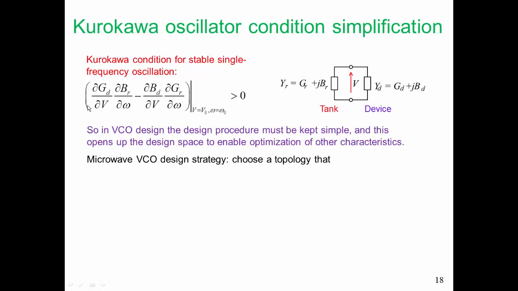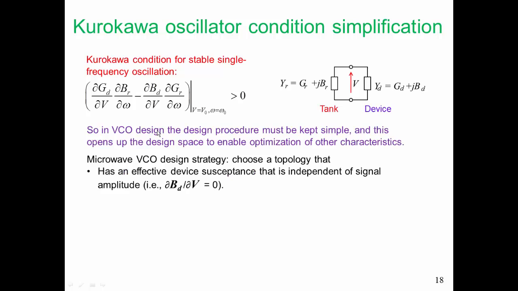Perhaps eventually we will figure out that we can achieve a slightly better performance with a bigger design space. You'd normally think that you could achieve a little bit more, but currently it doesn't seem as though we would achieve that much more. So our microwave VCO design strategy is to choose a topology that, first of all, has an effective device acceptance that is independent of signal amplitude.